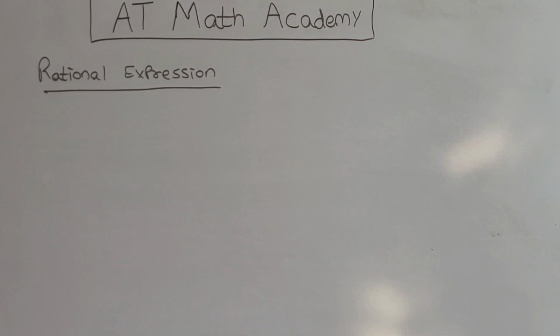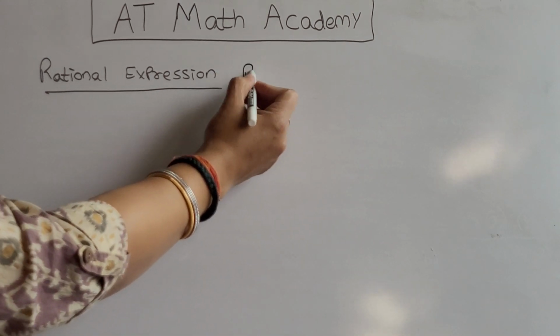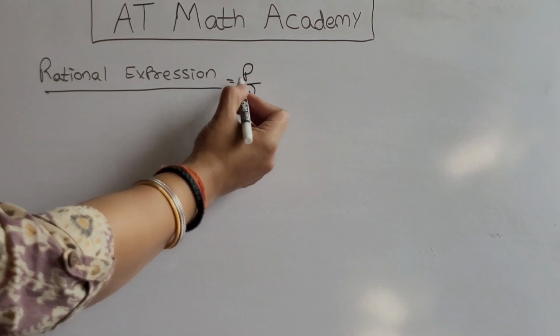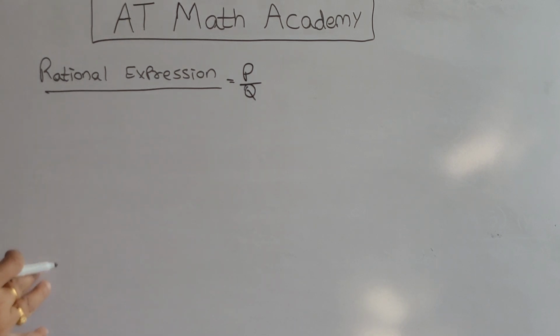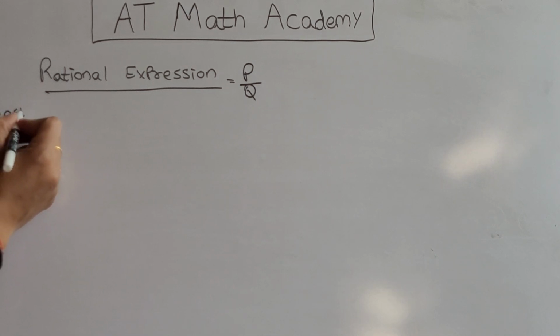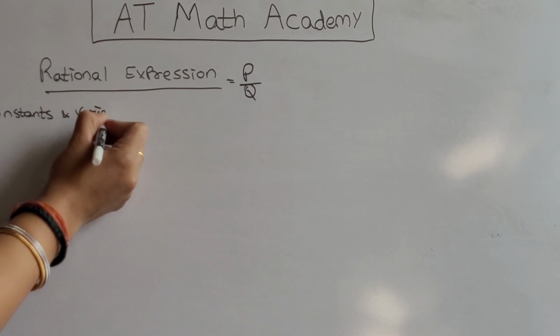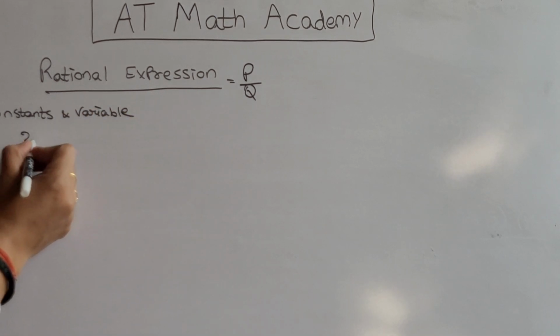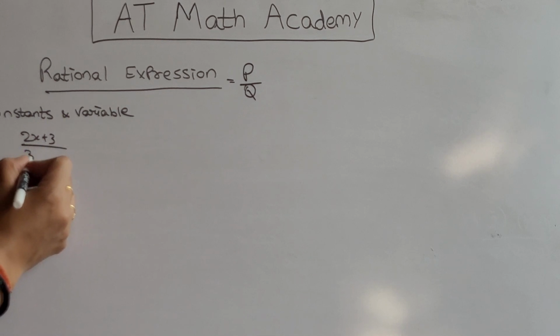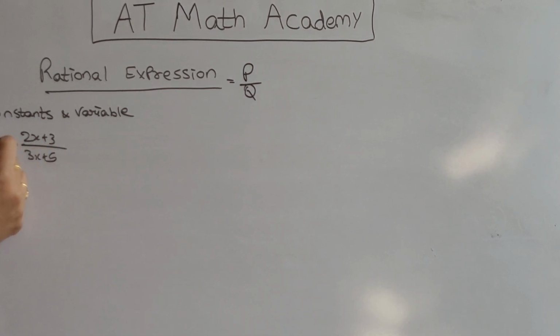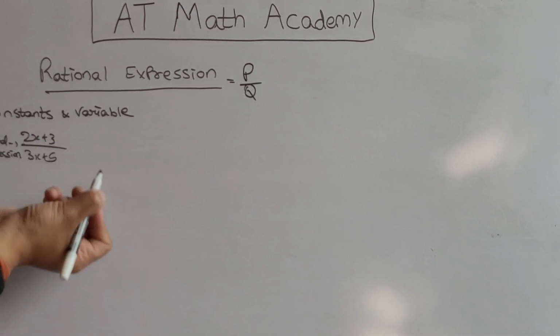Topic for today is the rational expression. Any expression of the form P by Q, which is numerator over denominator, is called a rational expression. The expression can be formed with constants and variables. If you have an expression, say 2x plus 3 over 3x plus 5, this is a rational expression because it is of the form P by Q, with a numerator and a denominator.